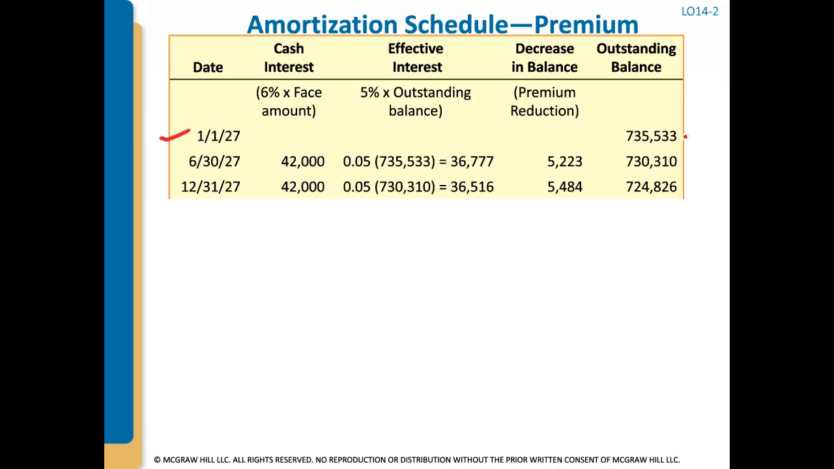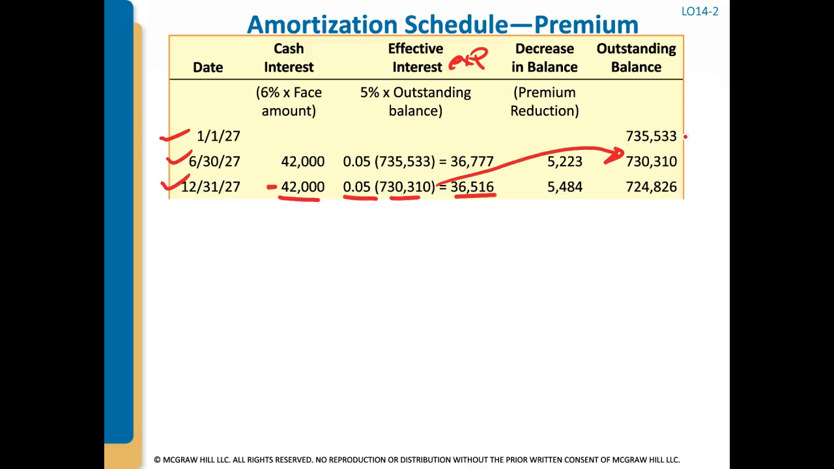So we went through the initial issuance of the bond and the first interest payment. Let's just quickly go through the second interest payment. Again, the second interest payment remains $42,000. To calculate my interest expense, I'm going to take my effective interest rate, also known as the market rate, and divide by 2 because there are 2 payments a year, multiplied by my beginning of the year outstanding balance, which is right here, the 730, and that gives me 36,516. That's going to be my interest expense for the period.